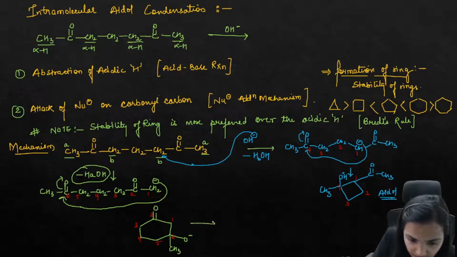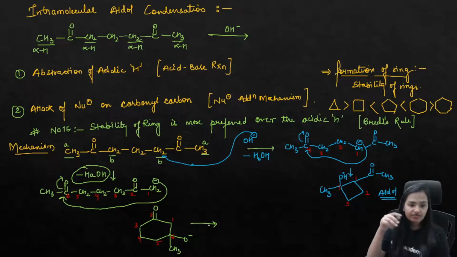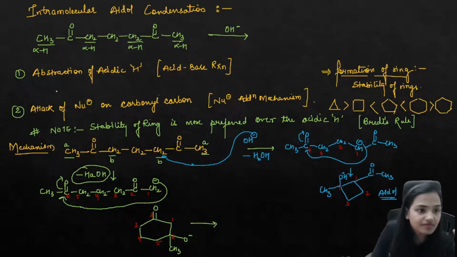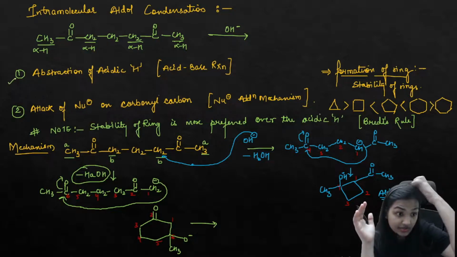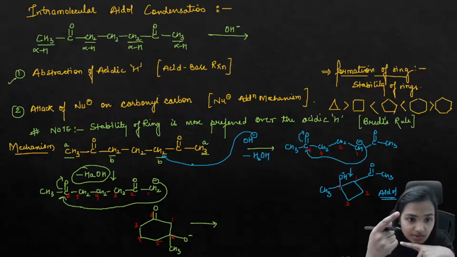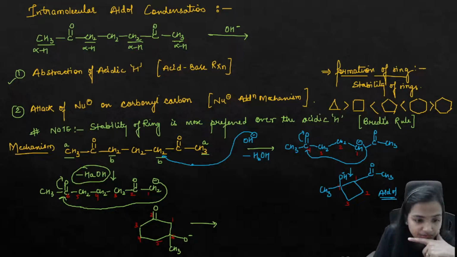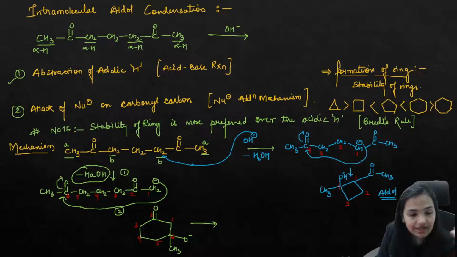Now this O negative, what will this do? This is the nucleophilic attack. We have abstracted the acidic hydrogen. The first step we did was the abstraction of acidic hydrogen. Then after abstracting the acidic hydrogen, we have to do the attack of a nucleophile on the carbonyl carbon. So this is step number 1, and this is step number 2, the attack of a nucleophile over the carbonyl carbon. That is the nucleophilic addition mechanism, isn't it? And we are getting a 6-membered ring, and this is a stable ring formation.